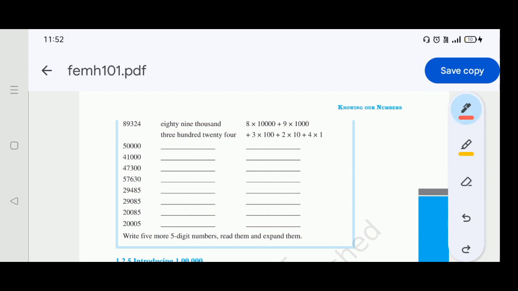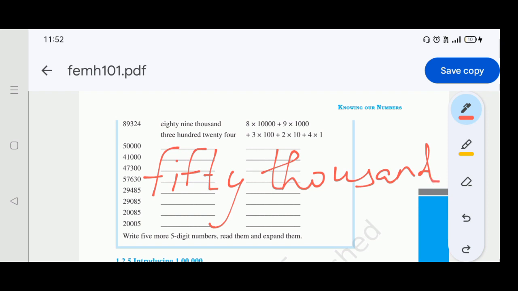So the first unsolved question is 50,000. We know it is easy. The number name would be 50,000. Let's see its expansion. Its expansion would be just 5 into, we know that 50,000 is nothing but ones, tens, hundreds, thousand, 10,000. So 5 into 10,000 we have to write. So thus this is the expansion of 50,000.